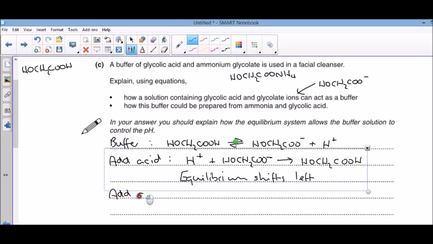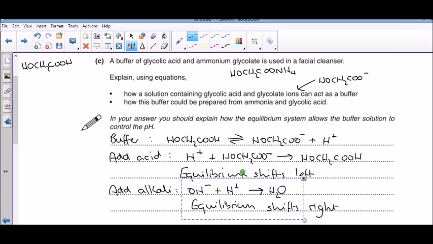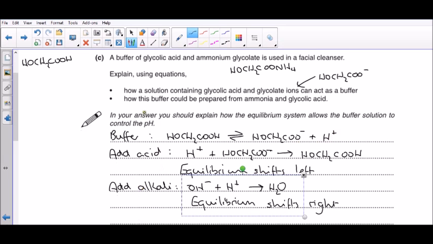If we add some alkali, so we're adding OH minus ions, they're going to react with H plus and we're going to get water formed, which means that equilibrium is going to shift right. Okay, again, if you look up at that top equation, we're reducing the concentration of H plus because we're reacting it. So this equilibrium is going to shift to the right to restore the concentration of H plus.